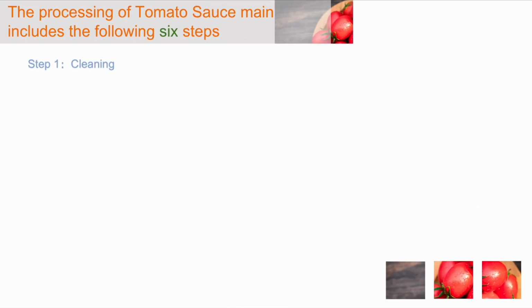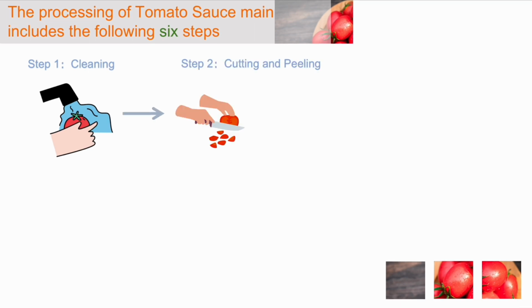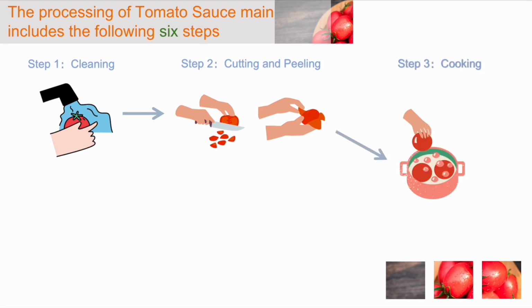Wash first. Wash fresh tomatoes to remove impurities and dirt from the surface, then cut and peel. Cut the tomatoes into small pieces or grind them to a puree while removing the skin. The third step is ready to cook. Add chopped tomato chunks or purées to a cooking pot. Add salt, sugar, spices, and other seasonings. Bring to a boil and stir well.